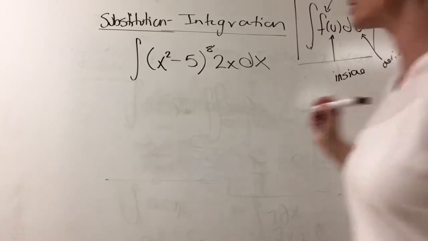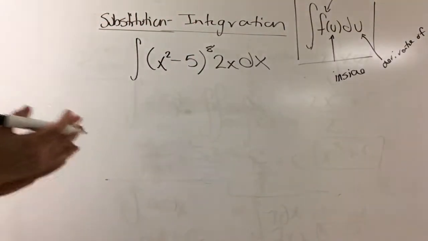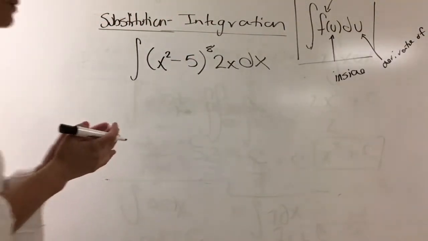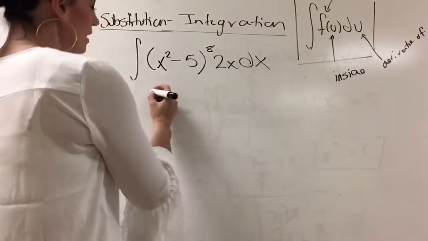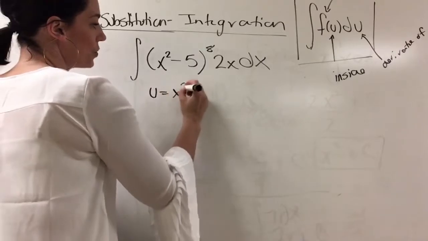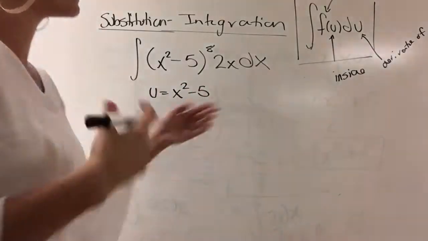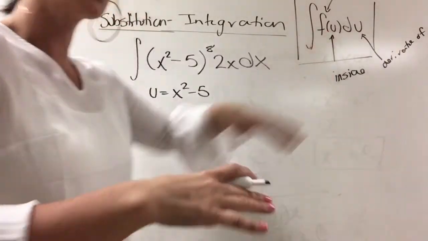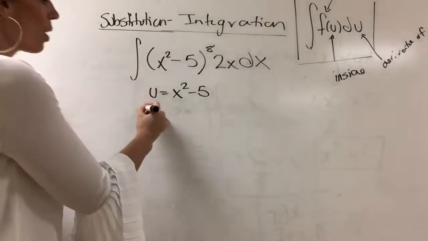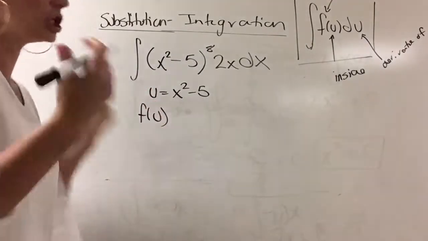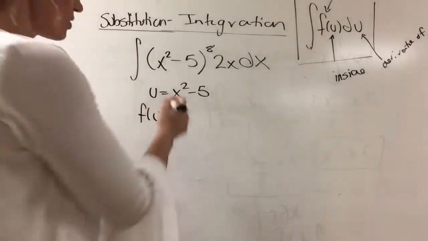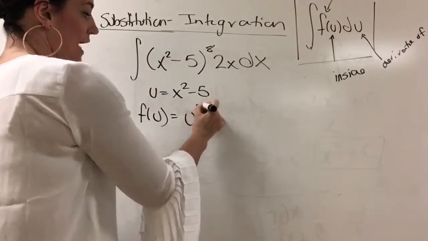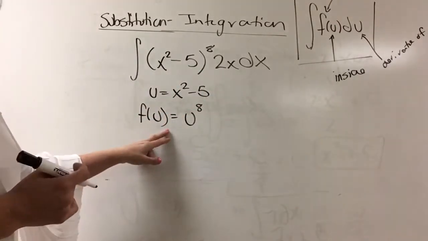All right, so let's have a look at this. When you're identifying a substitution question, look: is there a function all to the power of something? I think that u is x squared minus 5 because it is the inside bit. Then f(u) is saying, what is happening to u? Well, u is all to the power of 8, so I'm going to write u to the 8. That's what the outside function is.